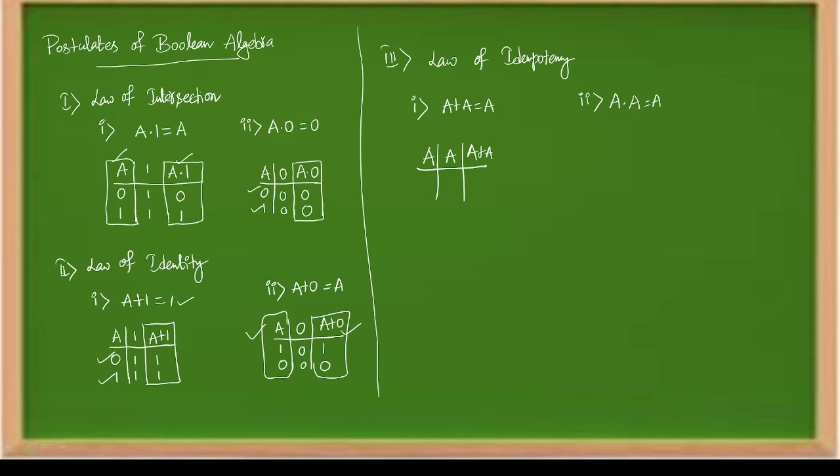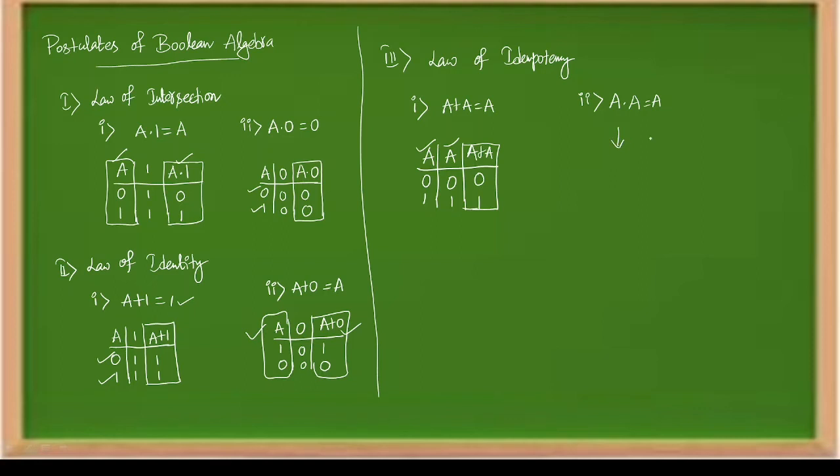If A is 0, and A can be either 0 or 1, this column must also have the same entries, because I am considering A values two times in order to perform logical OR operation according to this law. Now 0 or 0. If both are low, the output is low. If both are high, the output is high. So the A plus A column looks like A. That's why I can consider it like this.